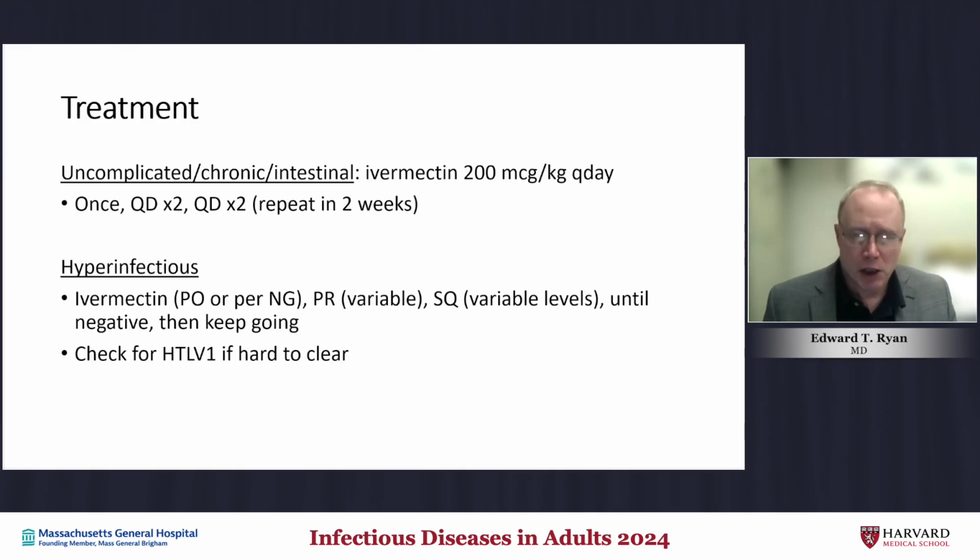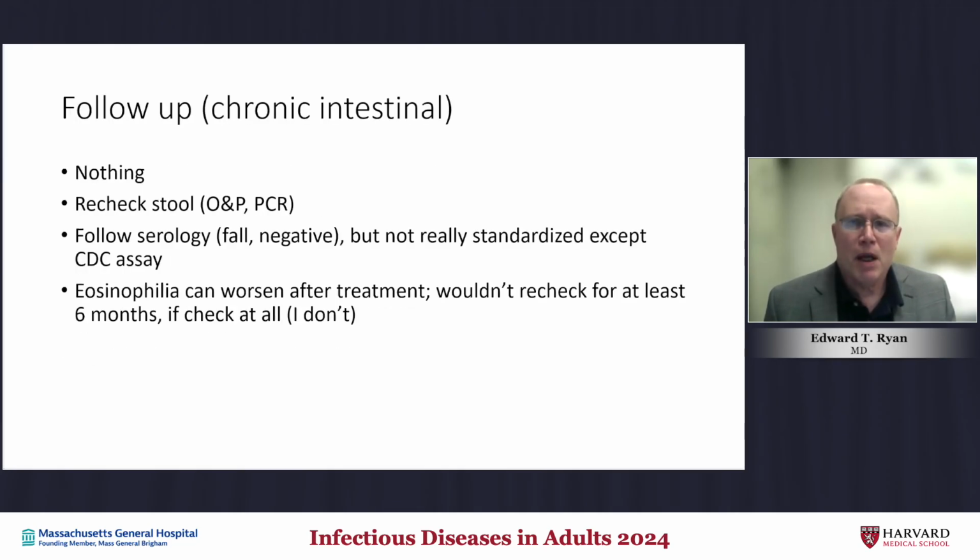If the person is particularly severe or hard to clear, you can check for concomitant HTLV because there's usually an overlap. If you do treat somebody with intestinal disease, I usually don't do any follow-up. Some people will recheck an O&P or a PCR, or look at serologies, but that's not standardized. I personally don't even recheck an eosinophilia if that's what the clue was, and I certainly wouldn't do it for at least 6 months because eosinophilia usually worsens before it gets better. After 6 months or so, if you check it at 6 or 12 months and it's gone away, you feel great. If not, you might have to look for another cause of their eosinophilia.